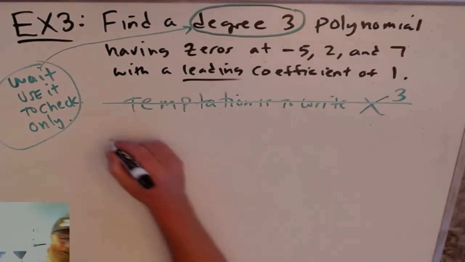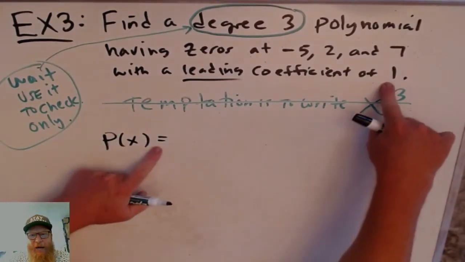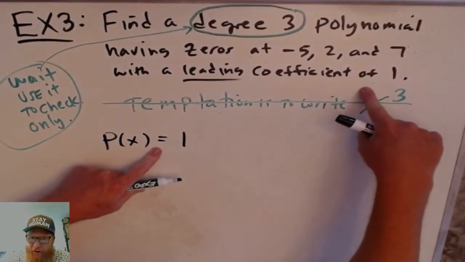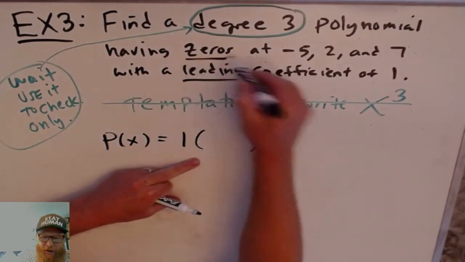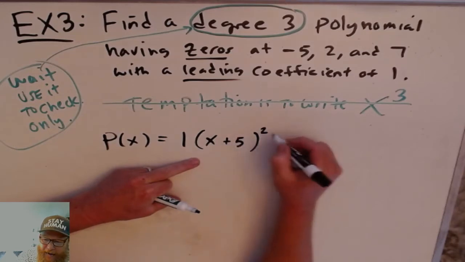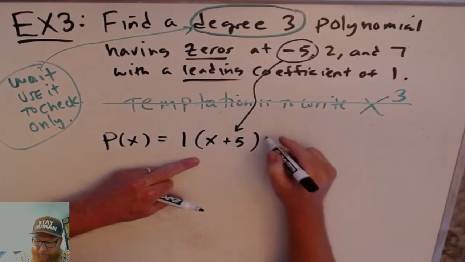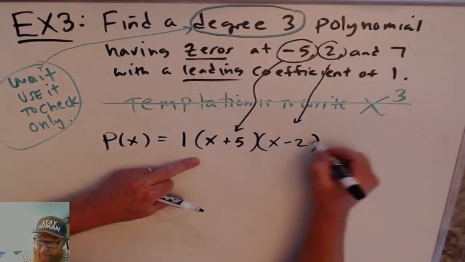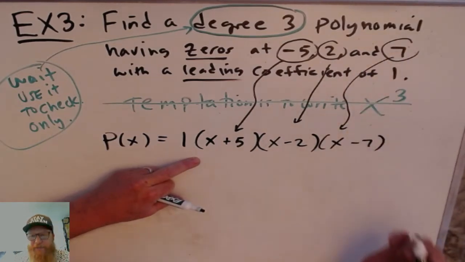Okay, so we want a polynomial whose leading coefficient is 1. I usually do that first. Leading coefficient. Zeros are the opposite of the factors. So -5 becomes +5. 2 becomes -2. And 7 becomes -7.